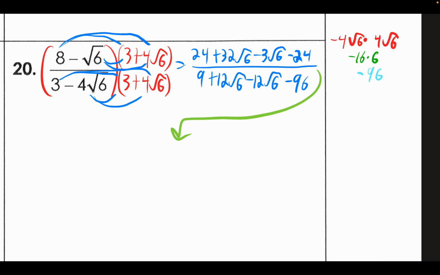And so the numerator, 24 minus 24 is 0. We combine the square root 6's and we get 29 square root 6. In the denominator, 9 minus 96 is negative 87. The middle terms zero out. Can we simplify 29 and 87? Yes, by 29 actually. And you get square root 6 over negative 3.